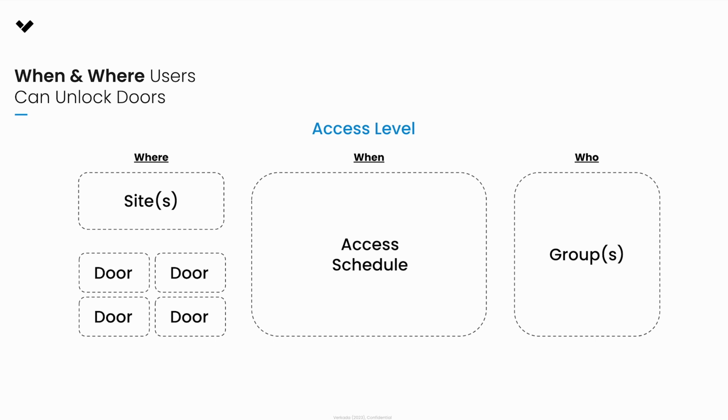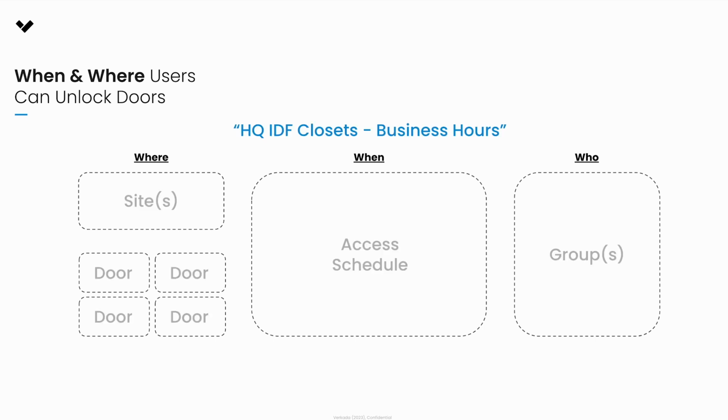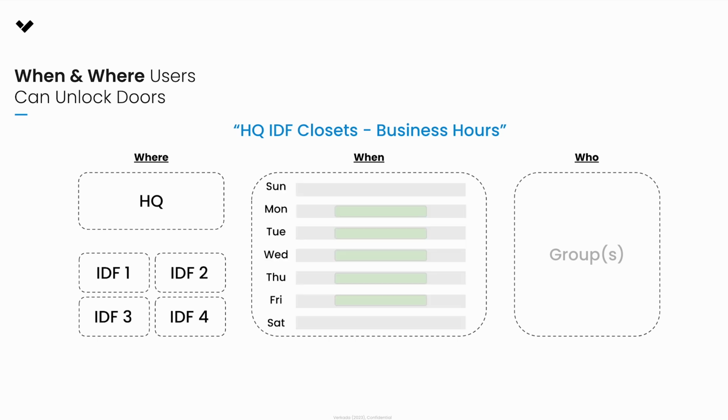For example, you might have an access level named HQ IDF Closets Business Hours. This access level would include all the IDF closet doors within the HQ site. The IT team works from 8 a.m. to 6 p.m., Monday through Friday, so the access schedule of when access should be granted will be set accordingly. And then you would apply this access level to the IT team group described earlier.